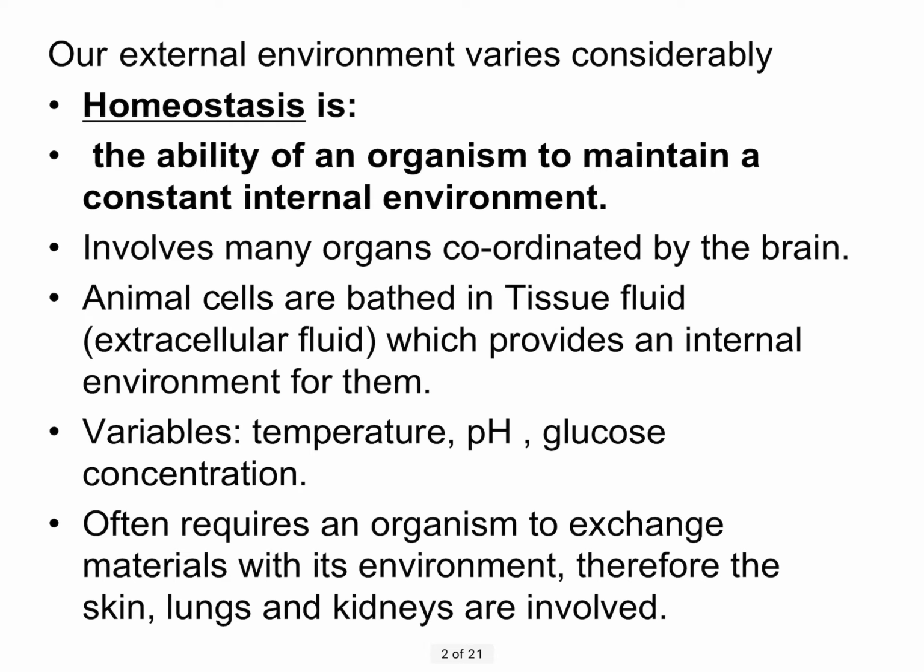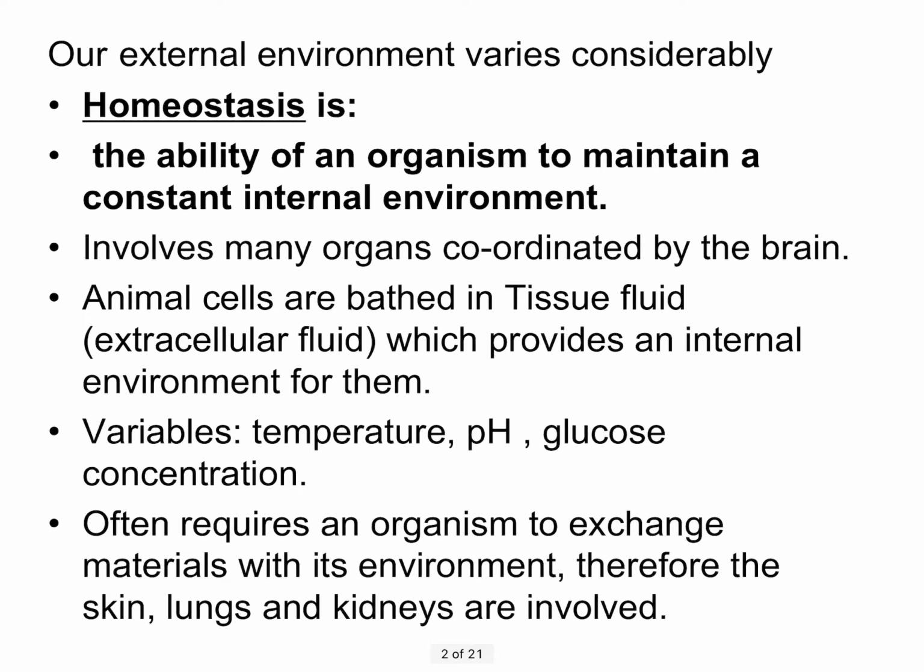Now, our external environment varies considerably, so temperature is probably the most important factor. The temperature outside during the winter, the summer, the different seasons, varies considerably. But our bodies have the ability to maintain a constant, or fairly constant anyway, internal environment. So that's what homeostasis is. That definition comes up an awful lot in the paper, so know that definition.